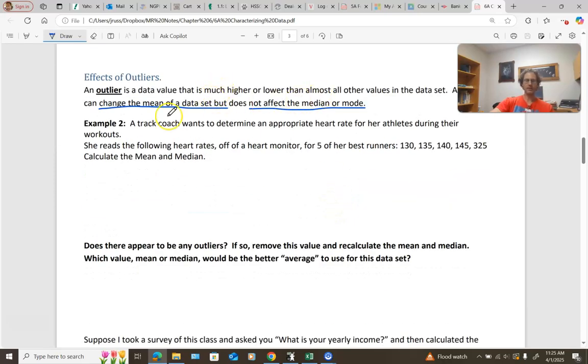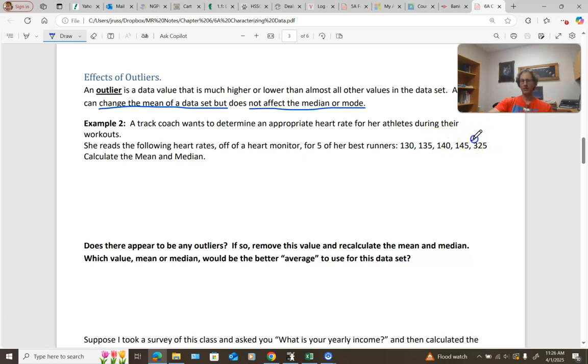to illustrate this to you, let's look at this example 2. It says a track coach wants to determine an appropriate heart rate for her athletes during their workouts. She reads the following heart rates off of a heart monitor for 5 of her best runners. So she's taken a sample of 5 of her best runners, and she's recorded their heart rates. And this is what they are: 130, 135, 140, 145, and then 325.